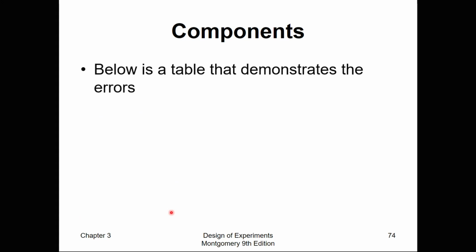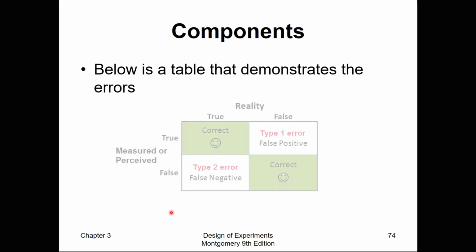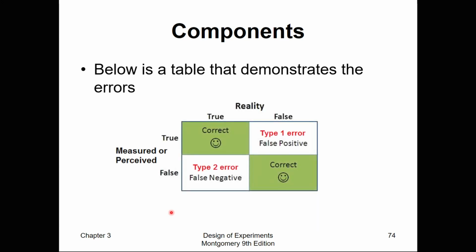So again, I was talking about what the type 1 and type 2 error rates mean, and that's kind of a tough thing to see. So here's a table that can hopefully help. We've got reality, and then we've got true rejection and false rejection, and then we've got the measured or perceived decision. So true and false. This is what's going on in the back end, and this is kind of like our statistical decision.